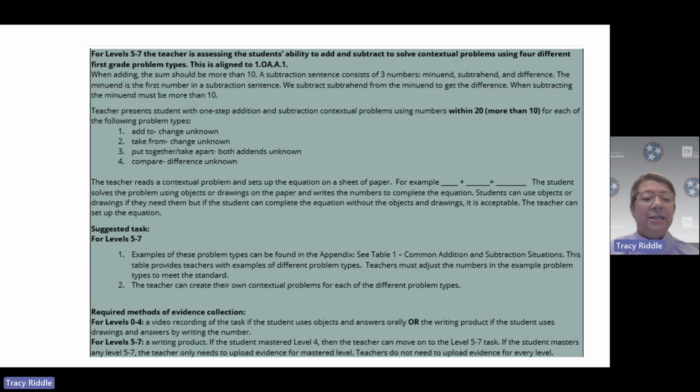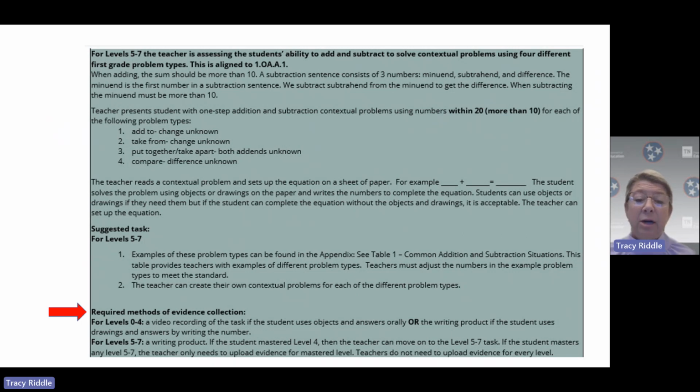In the suggested task, you will see that, again, you can use those problem types that are found in the appendix table 1 in your rubric guidebook. But just like the kindergarten standard, the teachers must adjust the numbers. The numbers are not aligned to the standard. The table provides examples of problem types. Teachers can also create their own contextual problems, again, as long as they align to each of the 4 problem types.